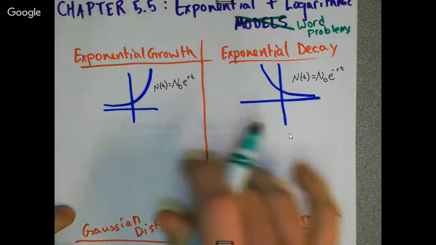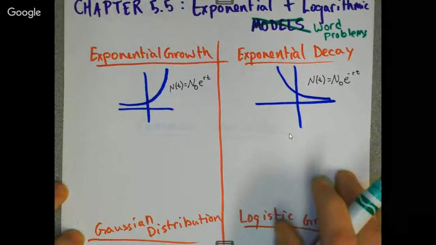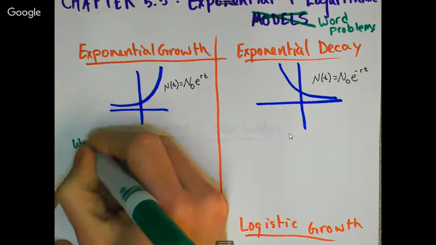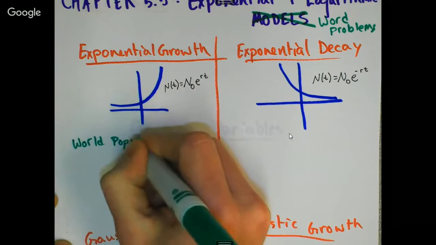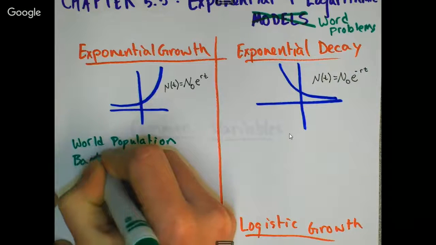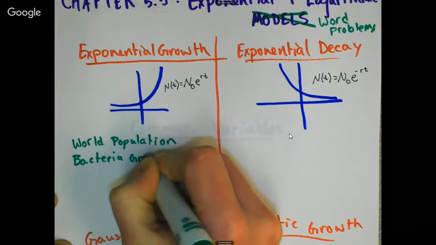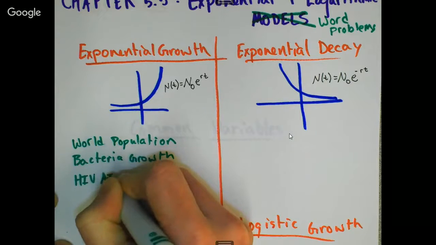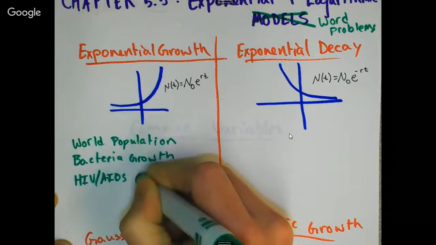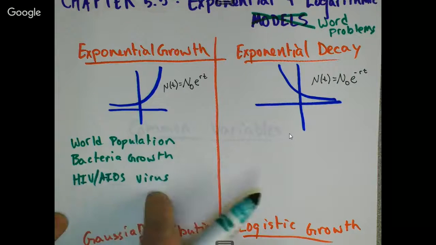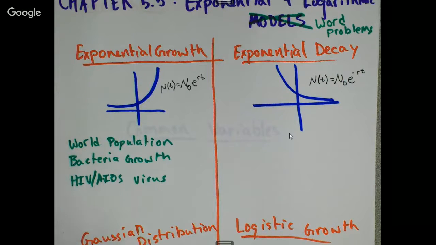And I'm going to write a list here of some places we see this in real life. So we can say world population, bacteria growth, HIV, AIDS, virus, and there are many others. Okay, especially this one. This is any communicable disease, so like flu or Ebola or anything like that.